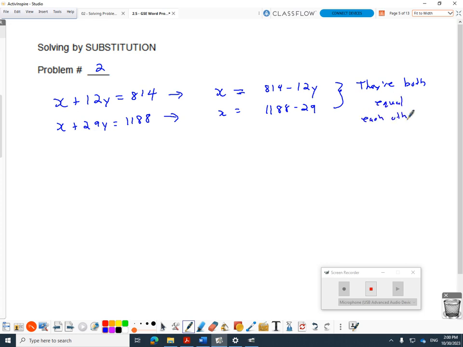So here's the next big line of substitution. 814 minus 12y has to be equal to 1188 minus 29y. I just make those equal. Once they're both x equals or both y equals, I can just make them equal to each other.